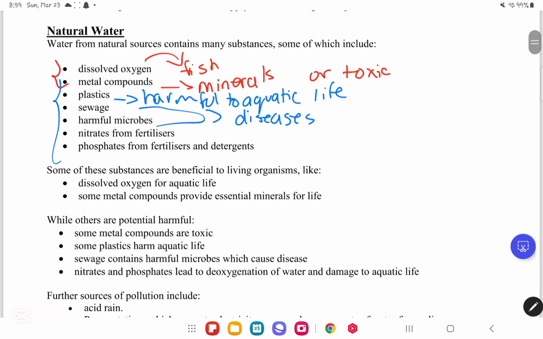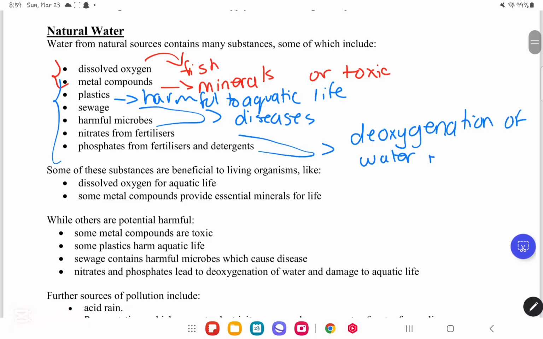Now, nitrates from fertilizers and phosphates from fertilizers and detergents lead to the same thing, which is the deoxygenation of water. So let us write it: deoxygenation of water, in addition to harm to the aquatic life. Now, how do the phosphates and nitrates cause the deoxygenation of water?